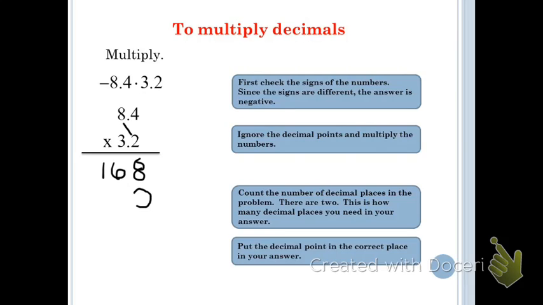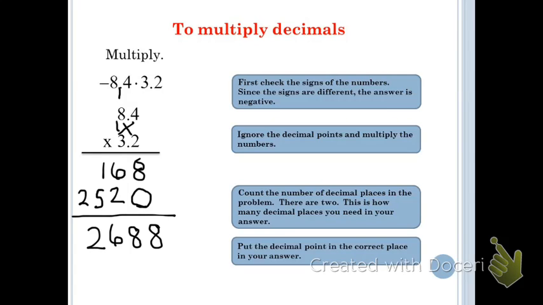I need a 0 placeholder here. Now I'm going to distribute the 3. 3 times 4 is 12. 3 times 8 is 24, plus 1 is 25. Now I will find the sum. 8 plus 0 is 8. 6 plus 2 is 8. 5 plus 1 is 6, and 2.